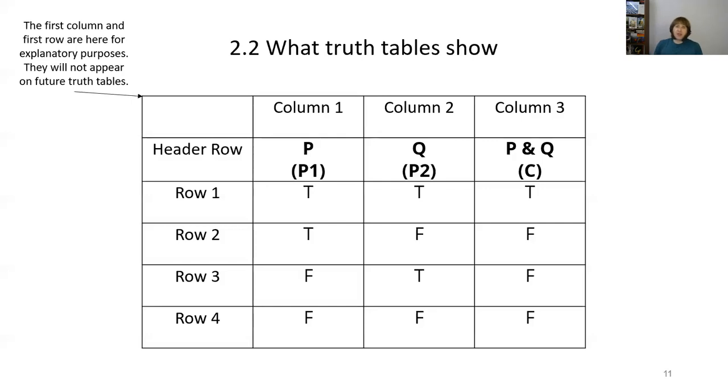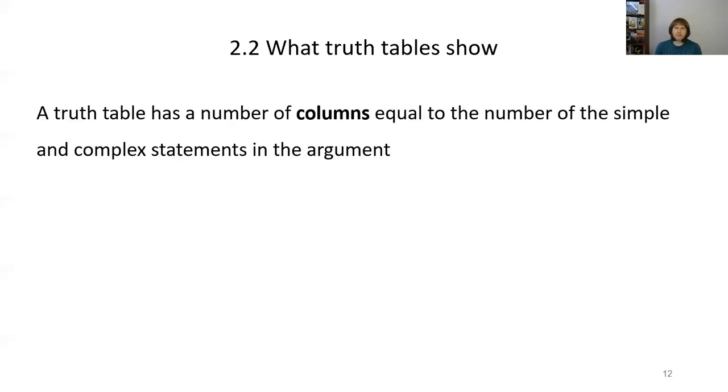So what we're going to do in the rest of this chapter is take a look at how we make this table. So this is the table that represents the argument we're dealing with. How do we get here? That's what we're going to take a look at. So we need to think about a few things. How many columns should our truth table have?